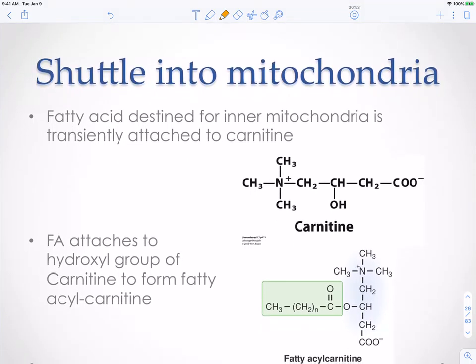Okay, now the next thing you have with respect to doing the beta oxidation is you have to get your fatty acyl-CoA into the mitochondria. So the fatty acid wants to get into the matrix, so it has to go through the inner mitochondrial membrane. And in order to do this, it's going to transiently attach itself to carnitine. The fatty acid attaches to the hydroxyl group of carnitine to form fatty acyl carnitine. So here's our carnitine, and here's our fatty acyl carnitine.